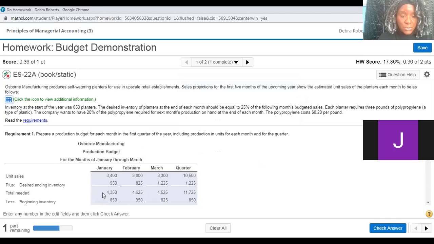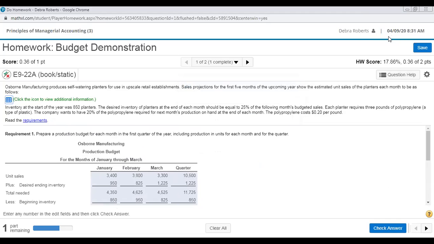The same is true for desired ending inventory, which is a calculation. Based on the instructions, the company wants to have 20% of materials required for the next month's production on hand, and it costs 20 cents per pound. Hopefully you can see the entire screen.